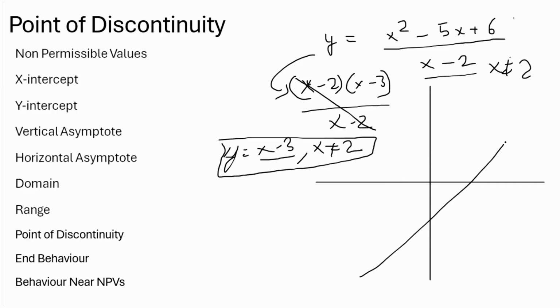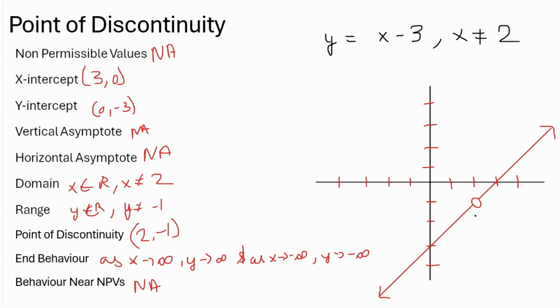This is just going to be a normal linear graph, except the only thing is at x equals 2, there's going to be a point of discontinuity, which just means there's going to be a little hole right there. And that hole, that's how it's going to look like. Okay, so at x equals 2, there's a hole, and that's our point of discontinuity. Everything else stays the same.